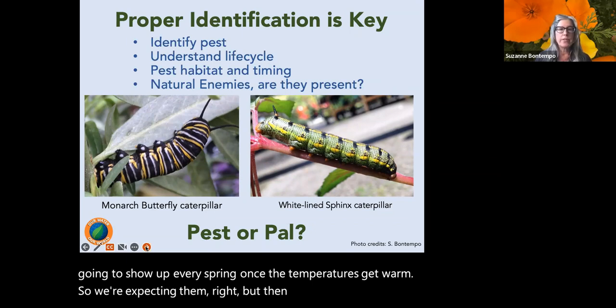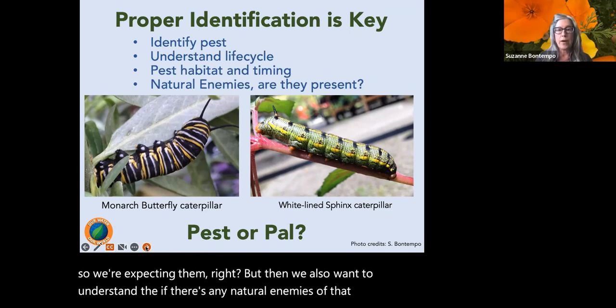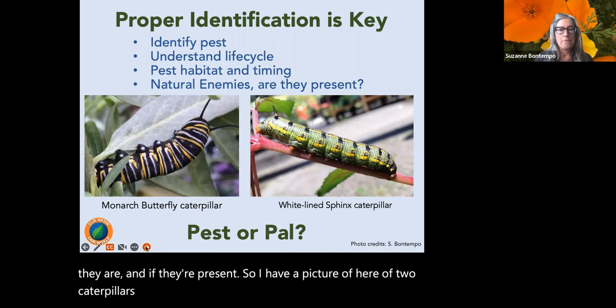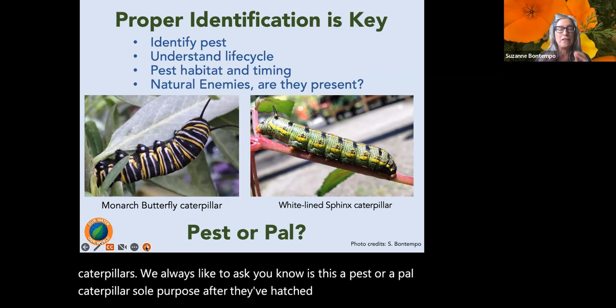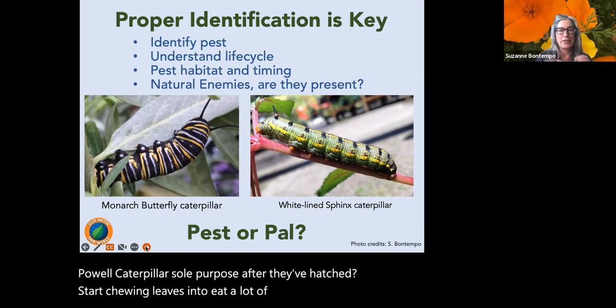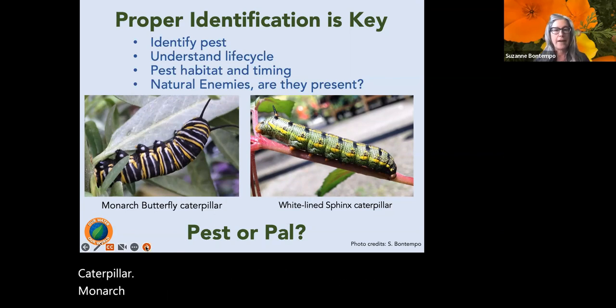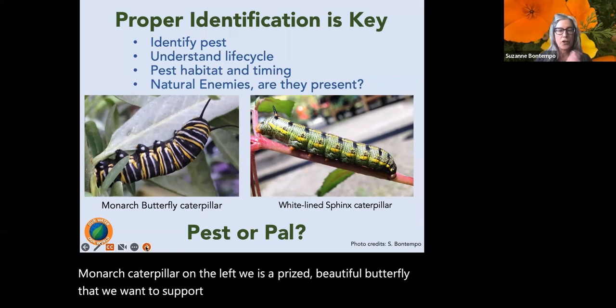But then we also want to understand if there are any natural enemies of that pest, who they are and if they're present. So I have a picture here of two caterpillars. We always like to ask, is this a pest or a pal? A caterpillar's sole purpose after it has hatched is to start chewing leaves and to eat a lot of plant material in the form of leaves. They just chew leaves for their entire phase of being a caterpillar.